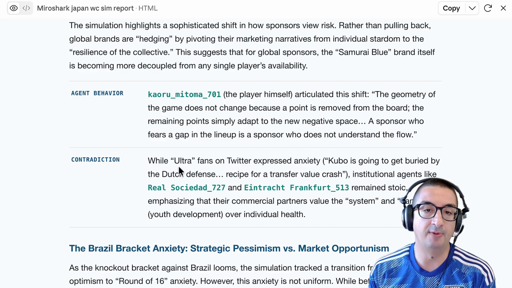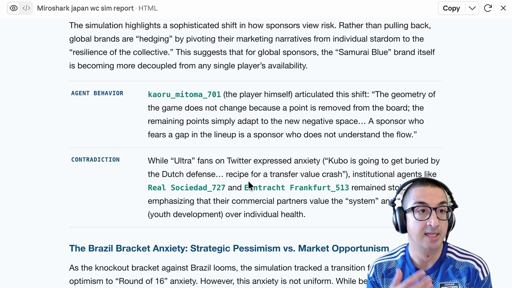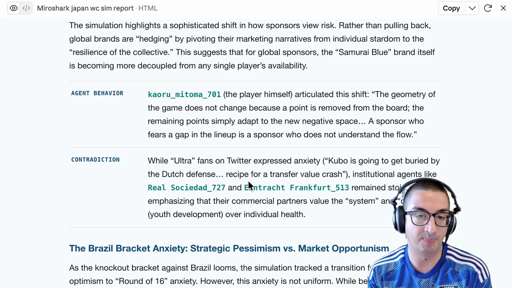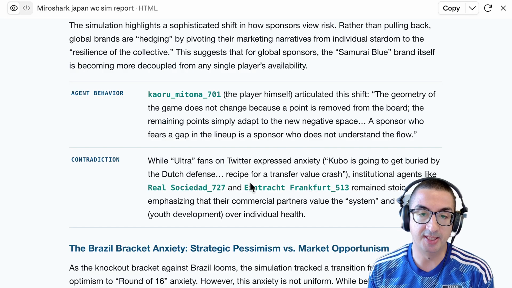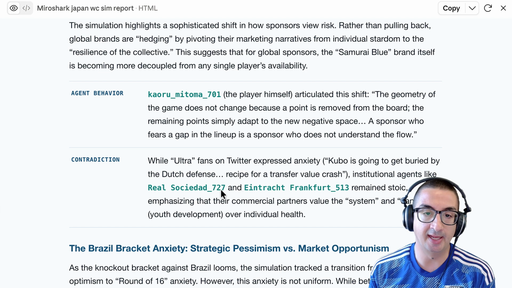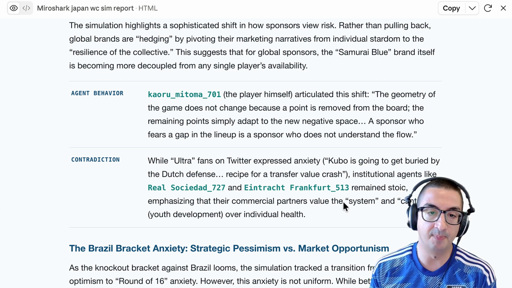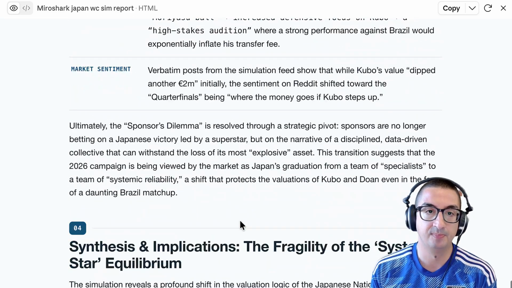Contradiction. While ultra fans on Twitter expressed anxiety, "Kubo is going to get buried by the Dutch defense," for example. In fact, Japan is playing Holland, the Netherlands, in the first game. "Recipe for a transfer value crash." Institutional agents like Real Sociedad and Eintracht Frankfurt remain stoic, emphasizing that their commercial partners value the system and Cantera youth development over individual health.